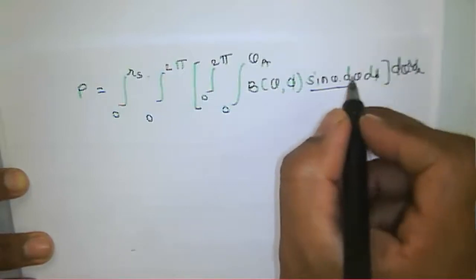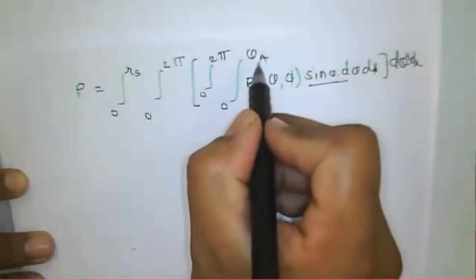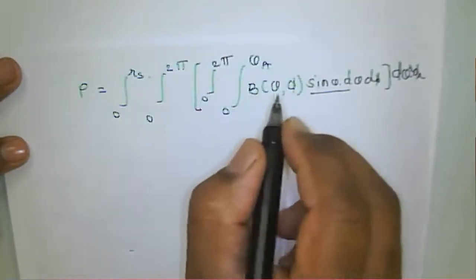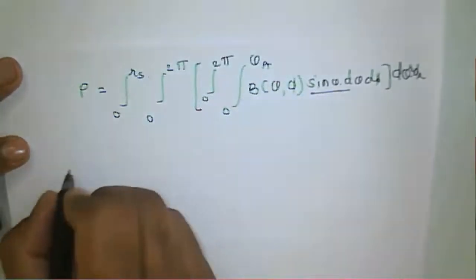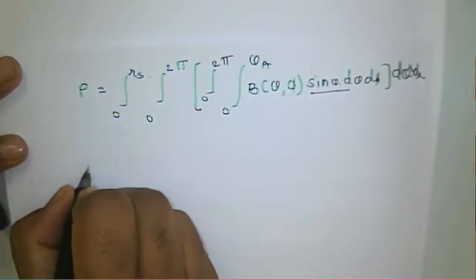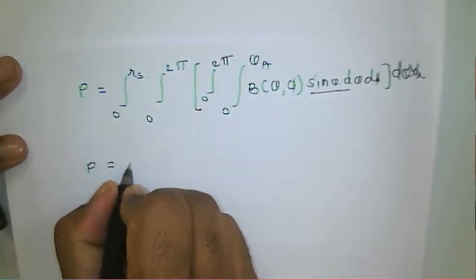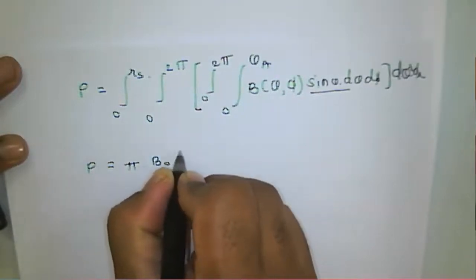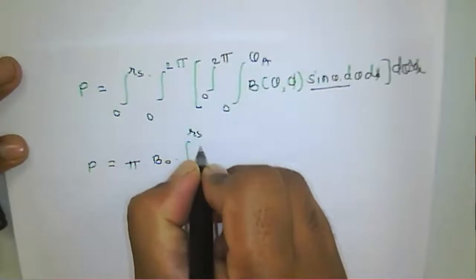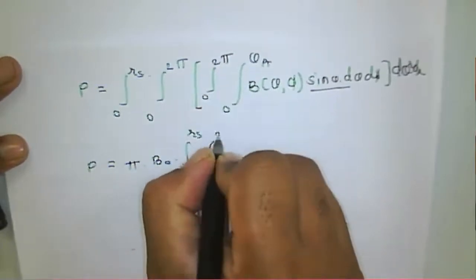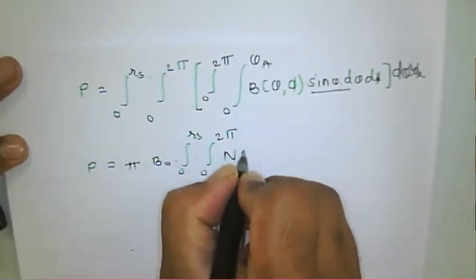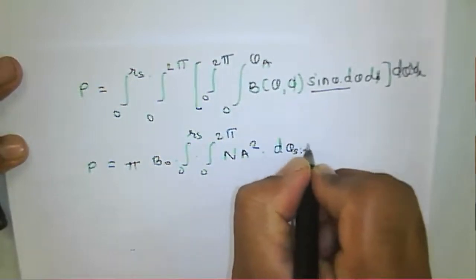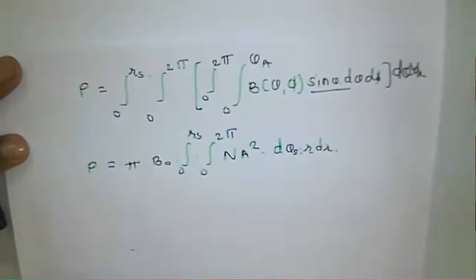So we will directly write sine theta d theta, which gives sine square of theta because we have the solid angle theta_a. So sine square theta is nothing but the numerical aperture. So we can write the equation as pi B_0, integral 0 to r_s, 0 to 2 pi, numerical aperture square, d theta, r dr.